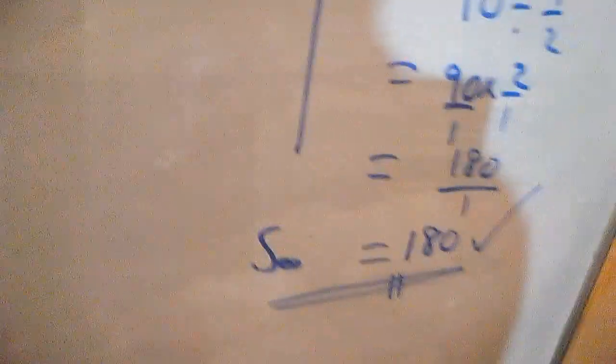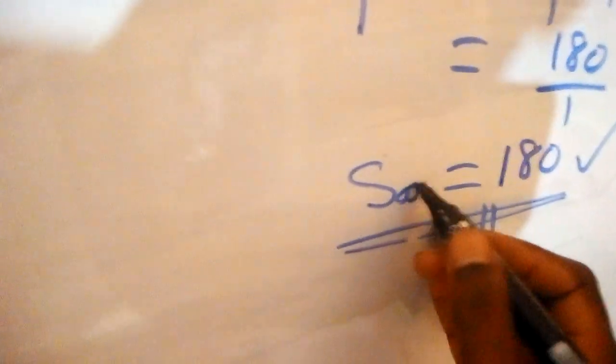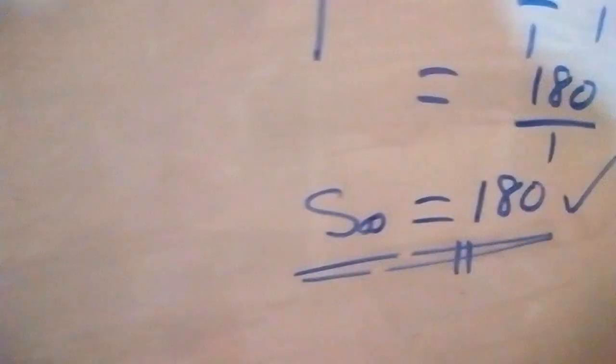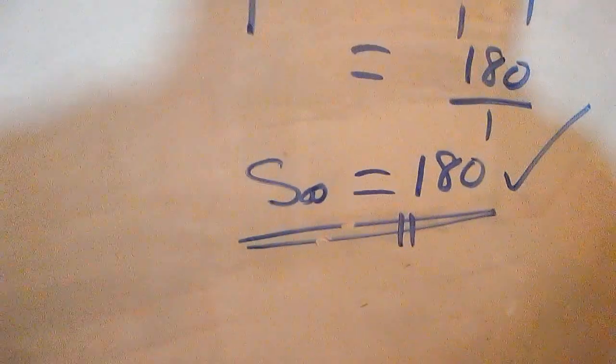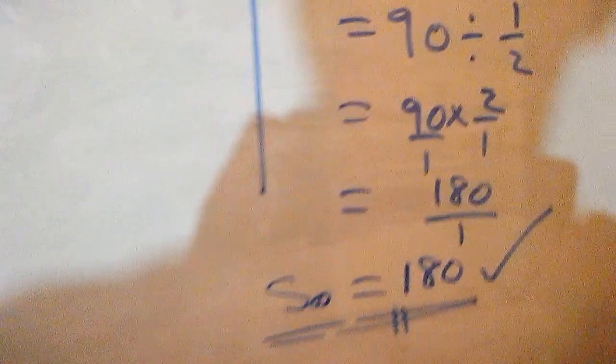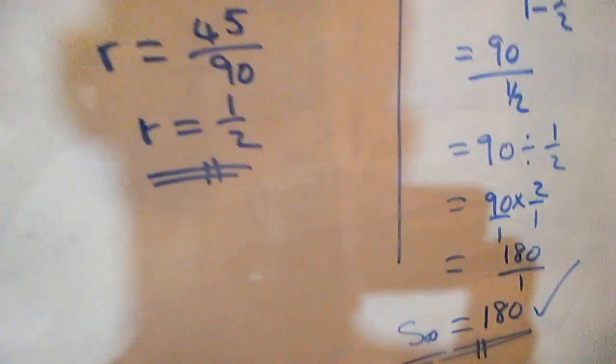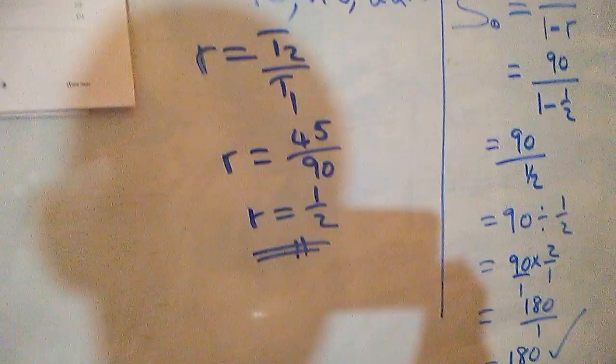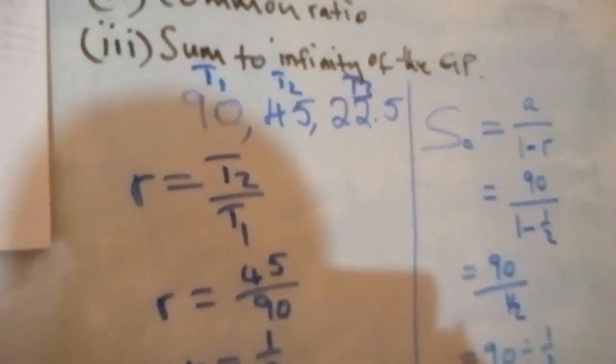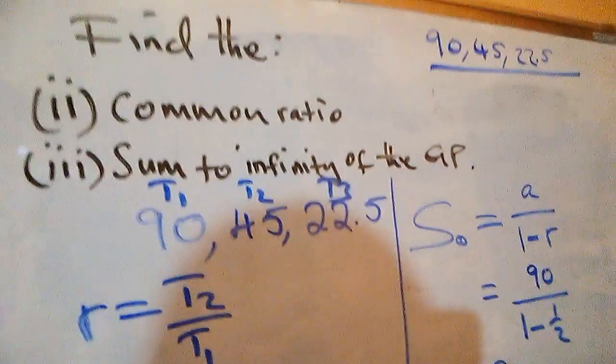This is the solution. So the sum to infinity of this particular geometric progression is 180. Please go through these lessons, they are very important. Pause where necessary so you can comprehend some concepts.